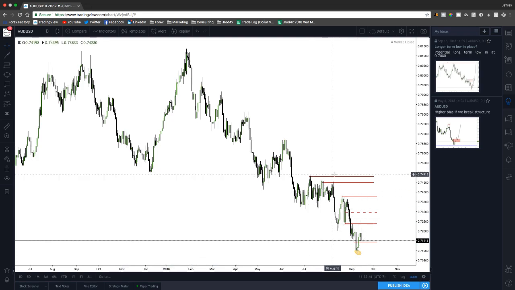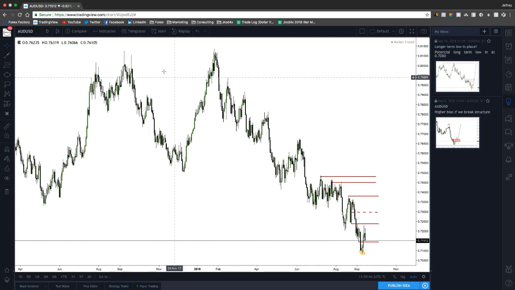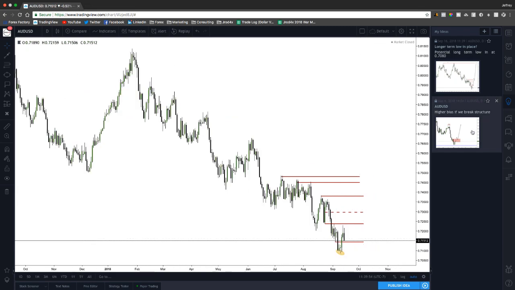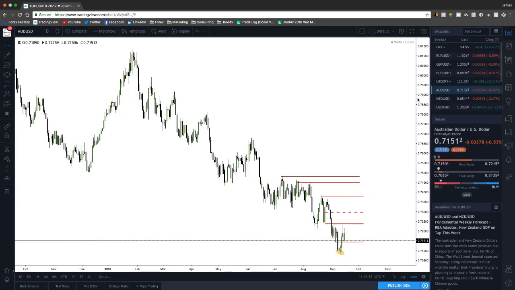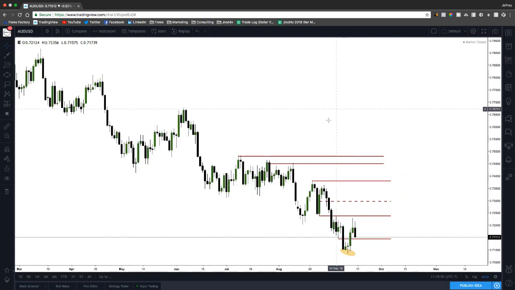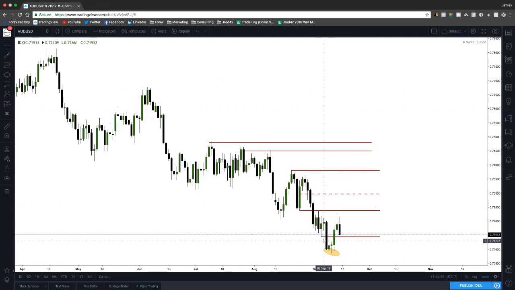I just like to have all this stuff saved because, at the end of the day, if the market gets way back above here and then we talked about it today, and this happens 6 months to 8 months from now, I'm not going to remember what day we were talking about this. Saving it as an idea just makes it easier for me. So again, I think we've got potentially a longer term low in place. So I am technically bullish this pair.